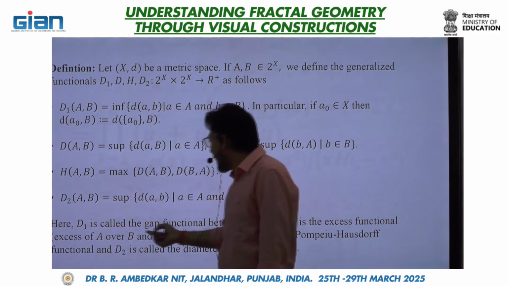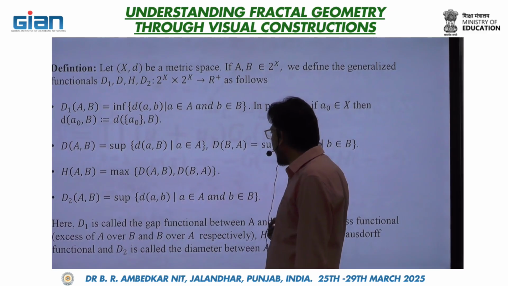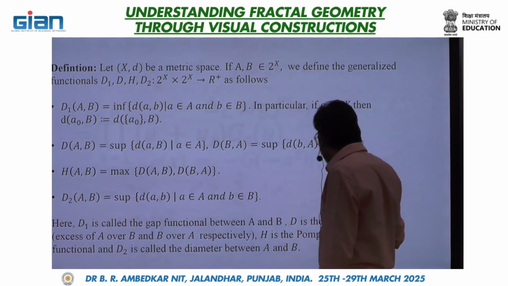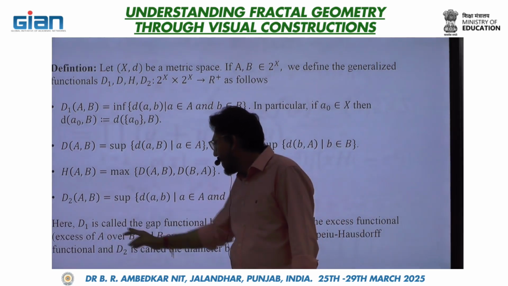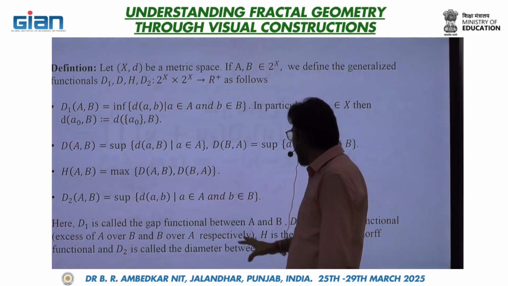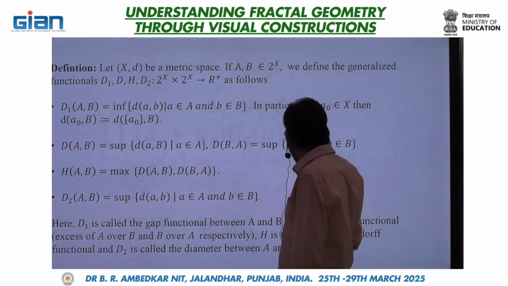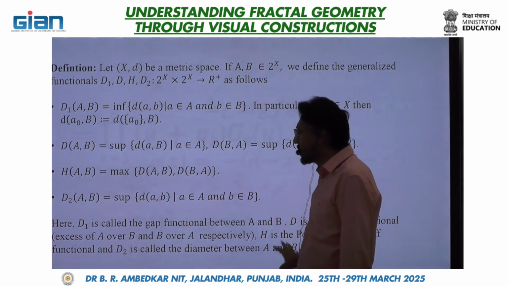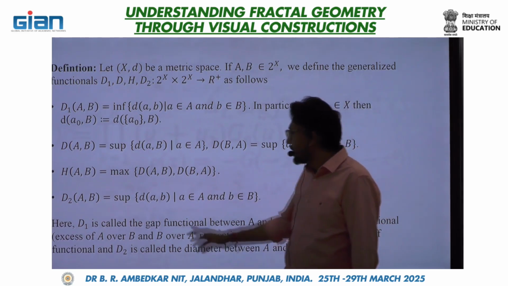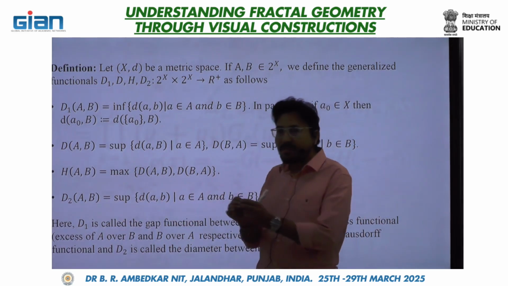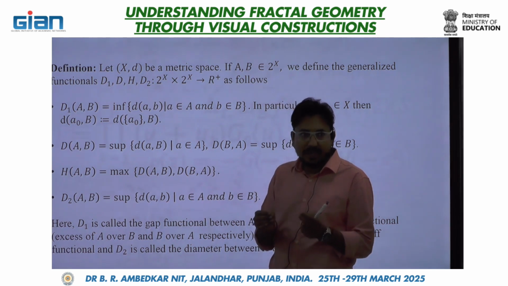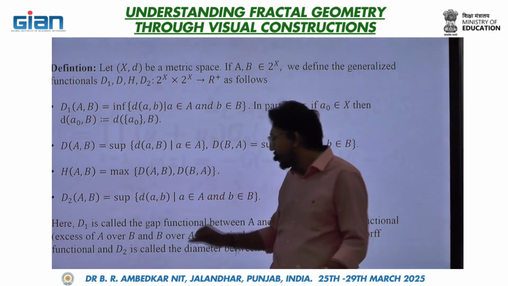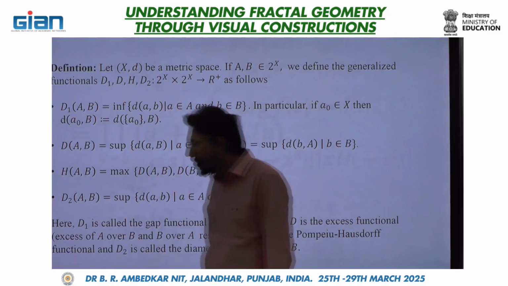So d1 is called the gap functional between A and B. d is the excess functional, excess of A over B and B over A respectively, and h is, as you know already, the Pompeiu-Hausdorff functional, and d2 is called the diameter between A and B. Okay. So diameter, you have learned about this in real analysis, right? The maximum distance between two sets A and B. So I am calling it the diameter between A and B.